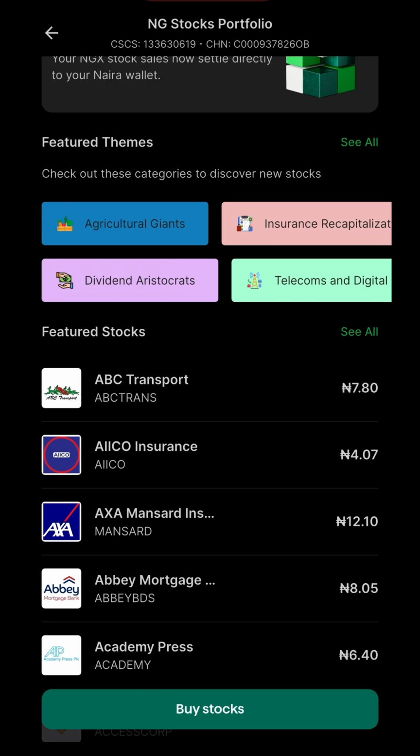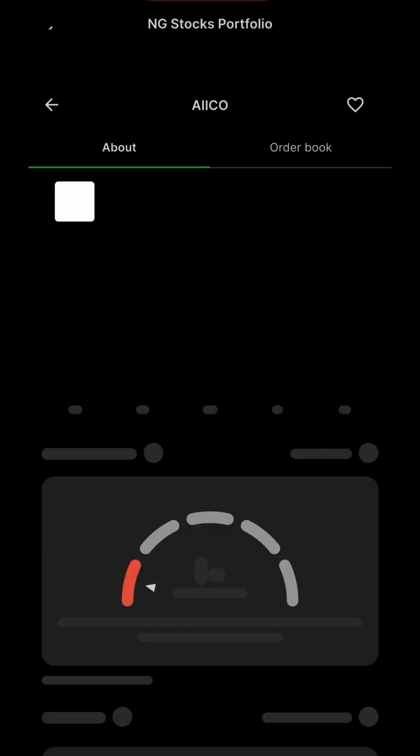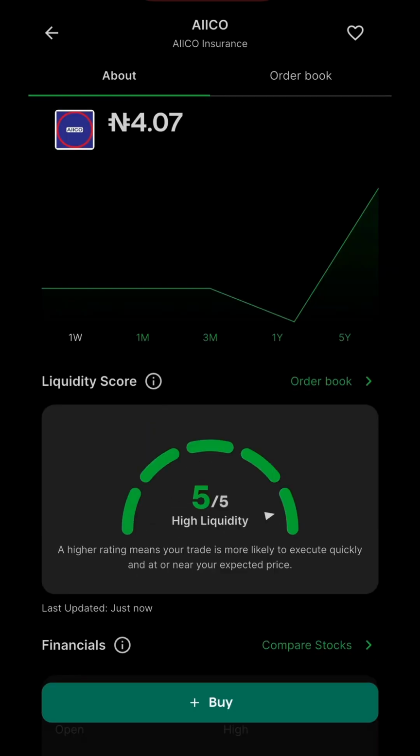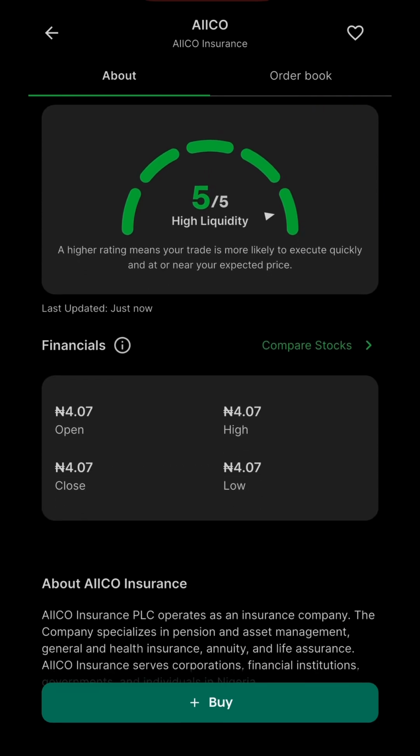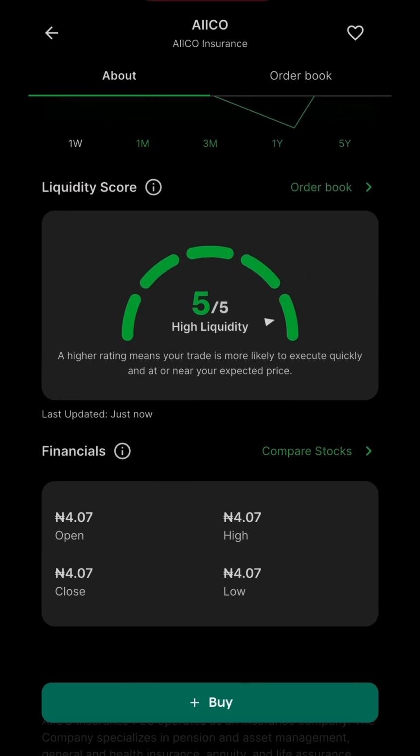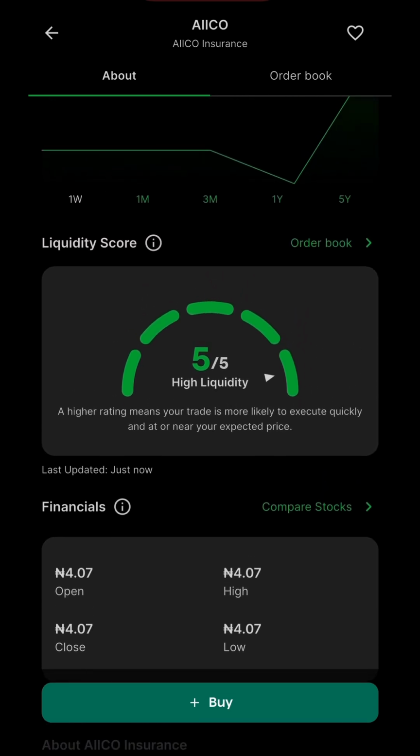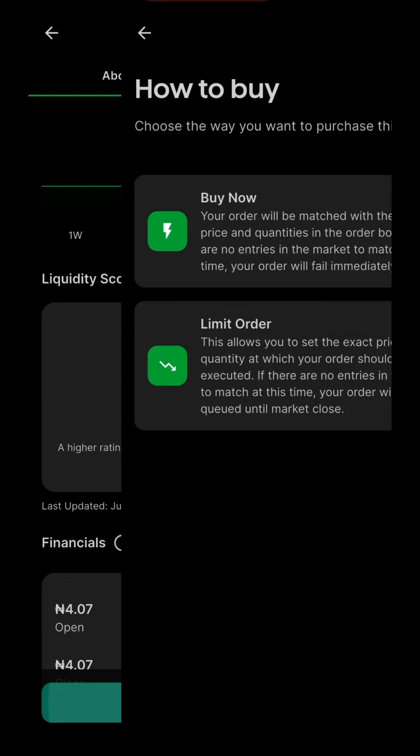So let's pick Heiko Insurance, and you can look at their liquidity 5/5, which means it's very good. So you can do your other analysis, but that's not the purpose of this video. You can read about the company and fundamentals surrounding them. So let's click on buy.